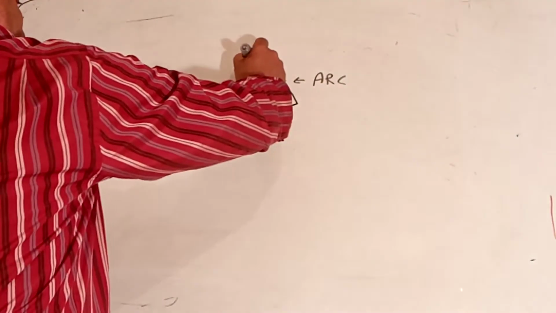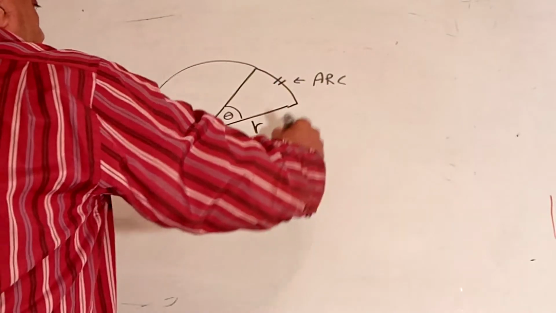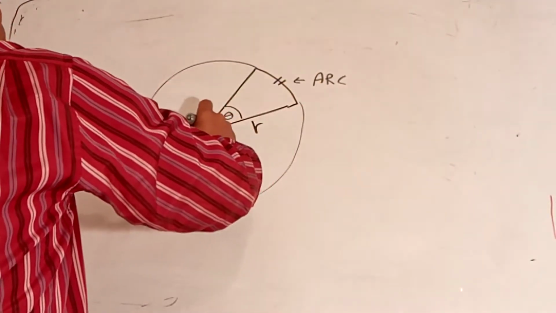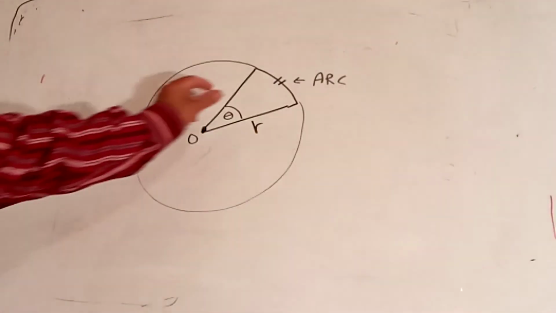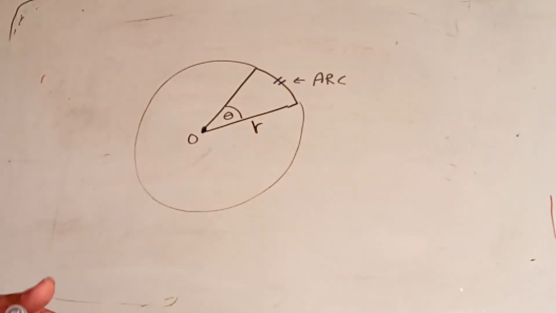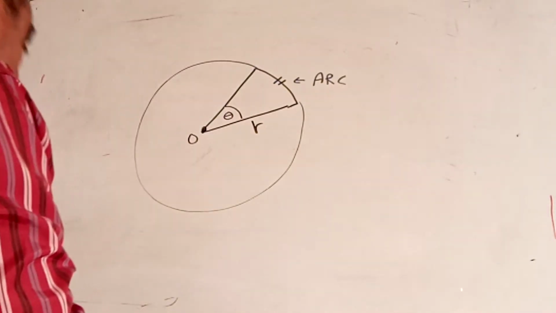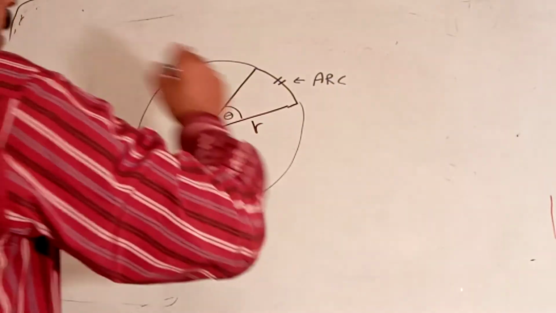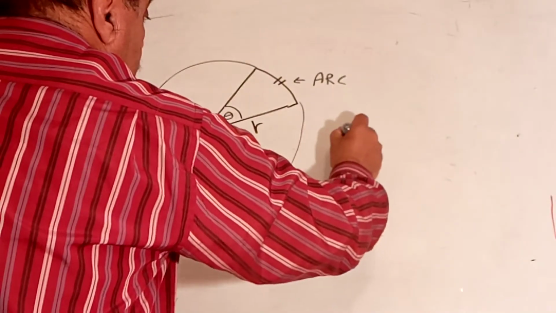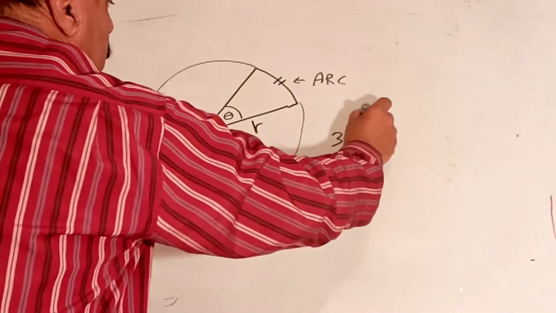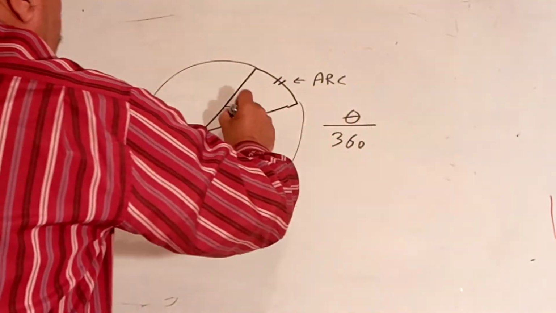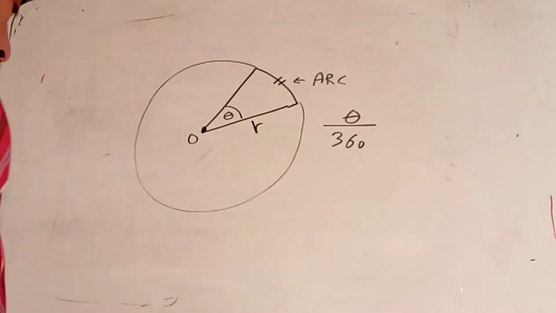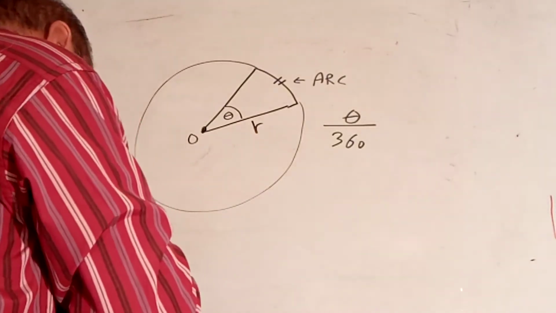This is a circle, for example, this is the center O, and the arc is a fraction of the circle. We need the length of this little arc here. This is how we're going to work. What does he say? He said the whole circle angle is 360. So the fraction of the arc is equal to theta over 360. This is the fraction of the circle.